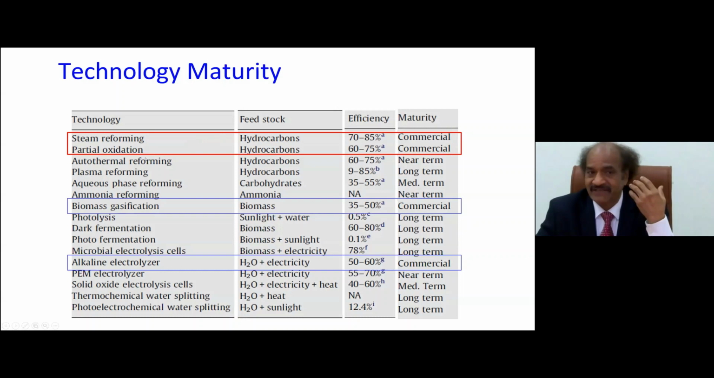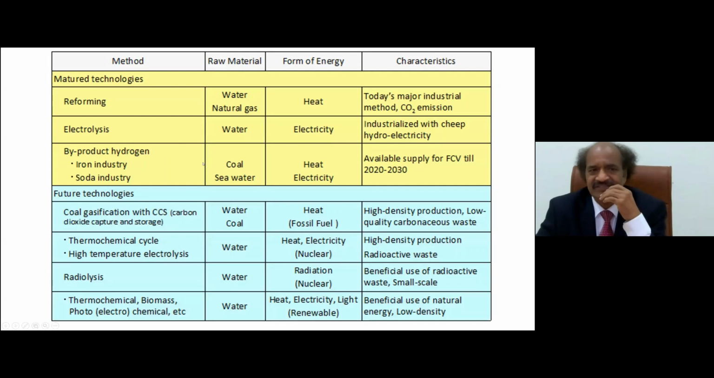Look at the efficiency, 60 to 85%. Biomass gasification, 35 to 50%, is still commercial. Alkaline electrolyzer, 50 to 60%, commercial. That means you must have a decent efficiency for your cycle, and only then will it be useful. So we have mature technology: reforming and electrolysis.